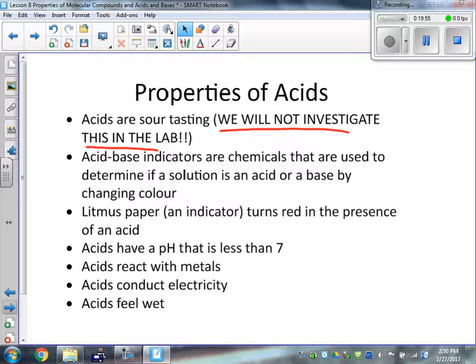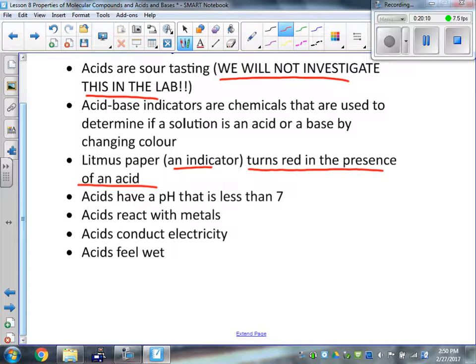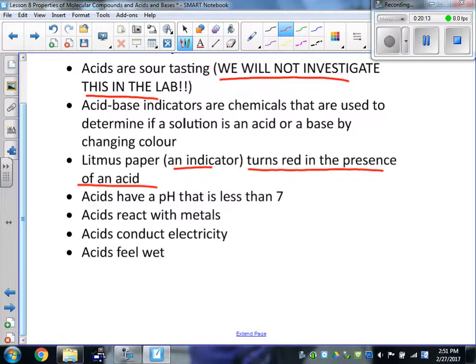All right. Acid-base indicators are chemicals that are used to determine if a solution is acid or base by changing color. Litmus paper is an example of an acid-base indicator. Now you need to know this. Litmus paper, an indicator, turns red in the presence of an acid. So usually that means we'll go from blue to red, or litmus paper comes in two colors, blue and red. So if you put blue into an acid, it turns to red.